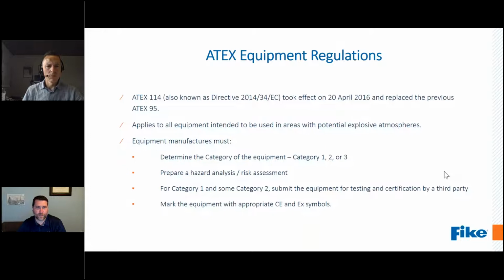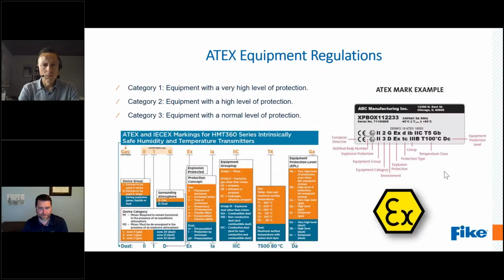All right, so now you've got the assessment done. Real quick on the ATEX equipment, so ATEX 114, this is where the equipment manufacturers determine the category of equipment. They do a hazard analysis and risk assessment. If it's category 1, some category 2, they have to submit for testing and certification by a third party, and then they mark the equipment with the appropriate CE and EX symbols.